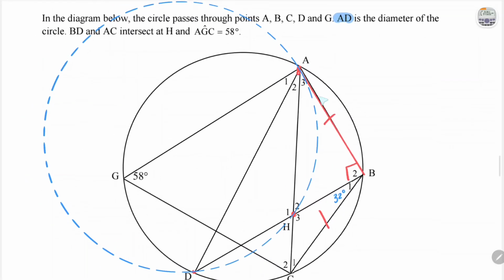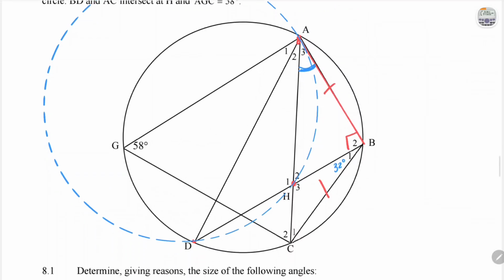Using the tan chord theorem, we can tell them that angle A3, the angle between the supposed tangent and the chord AH in the circle, is going to be equal to the angle in this blue circle supported by that same chord AH.